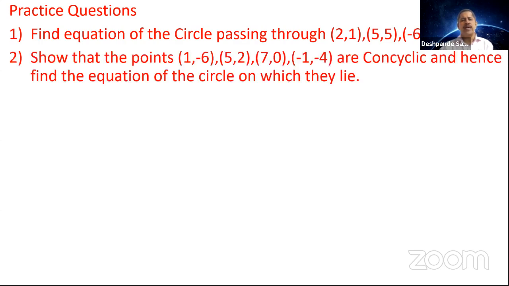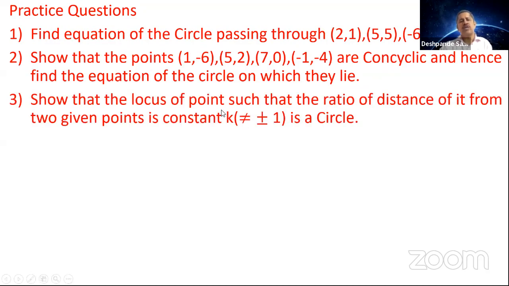Then show that the points (1, -6), (5, 2), (7, 0) and (-1, -4) are concyclic, and find the equation of the circle on which they lie. See, if you just take any 3 points, you get the equation straight away. So you get the answer for the second question first. Then substitute the 4th point, and if it satisfies the equation, then you see the 4 points are concyclic.